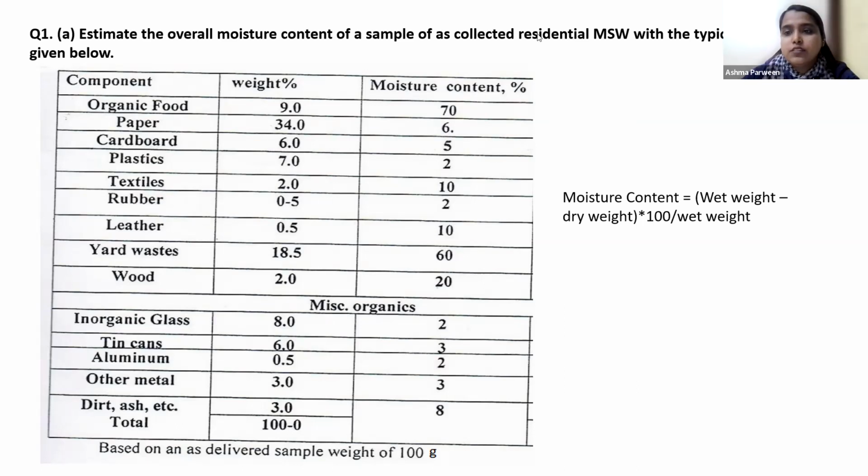I got only one answer from Shubhangi. So try to solve for the other components. I will give you 3 more minutes to solve for these other components. It is a very simple calculation. For 100 grams, the wet weight will be equal to the weight percentage, and out of that you just have to subtract the moisture content.